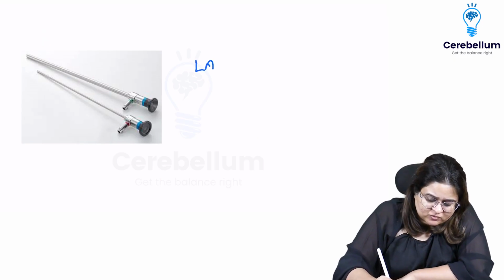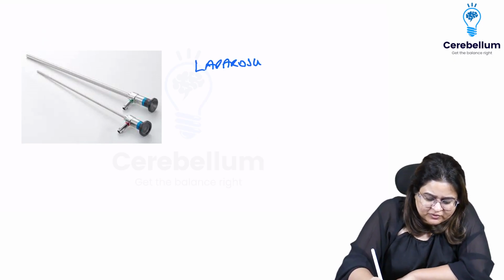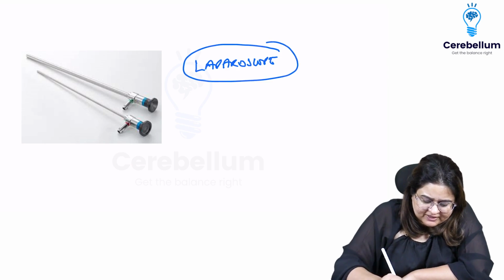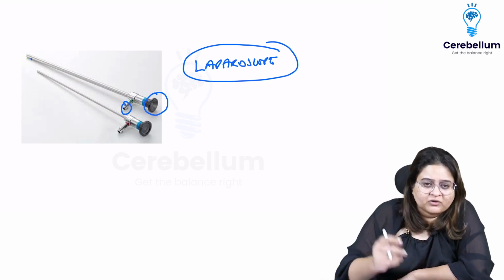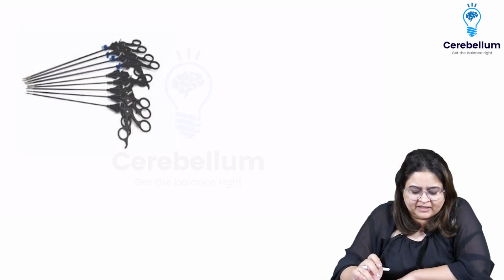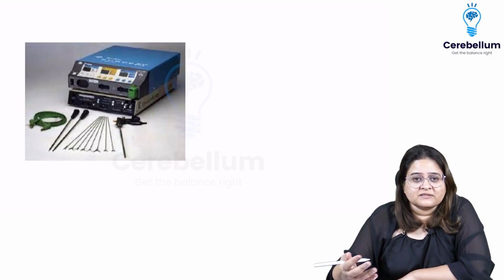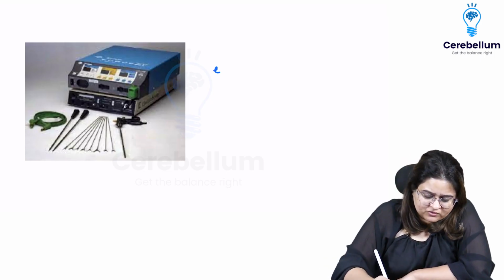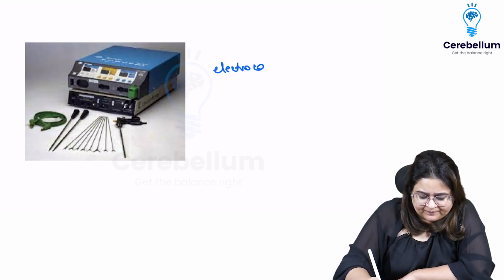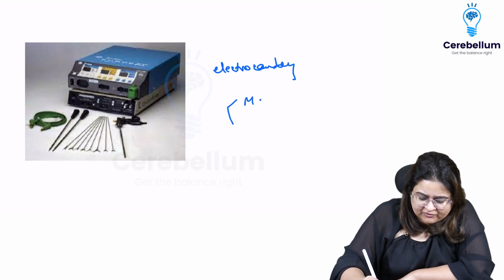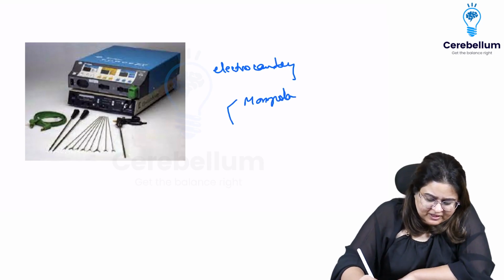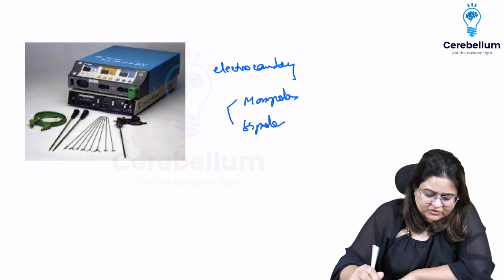This is a laparoscope. This instrument is actually through which we look inside the abdomen. The camera is attached here. The light source is attached here. And this part goes inside the trocar, inside the abdomen. These are different laparoscopic instruments. You have graspers, scissors. Okay, this is an electrocautery machine through which we have two types of cautery. We have a monopolar cautery and we have a bipolar cautery.